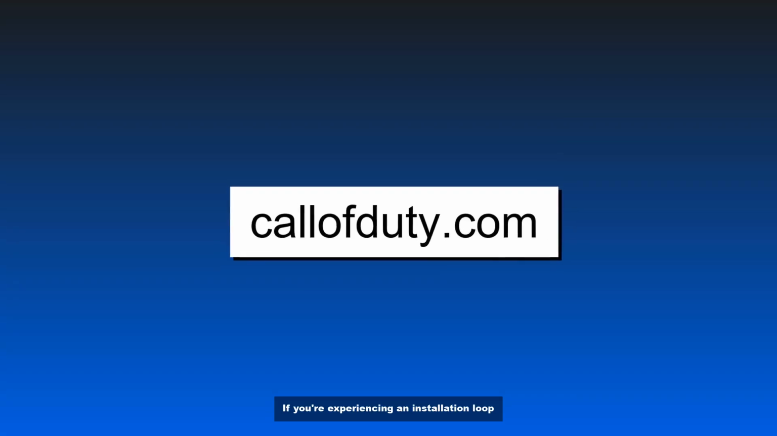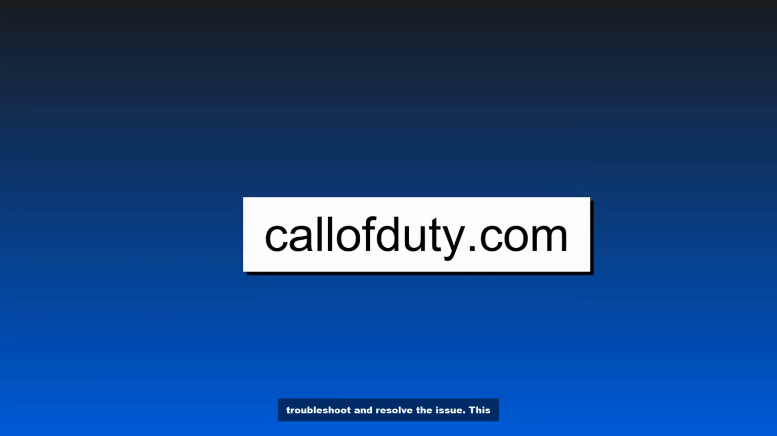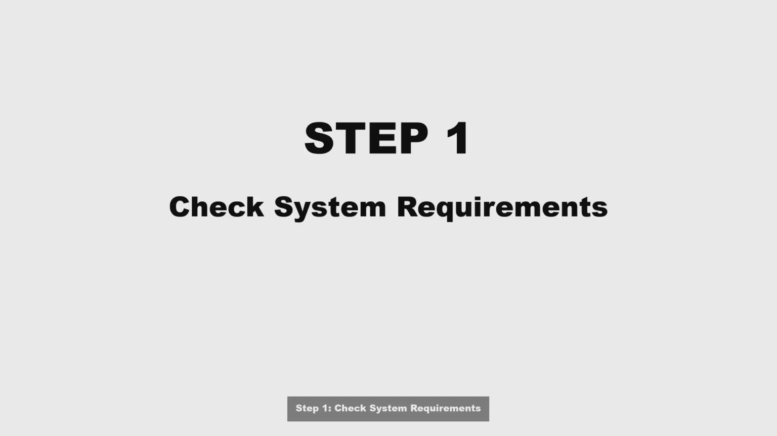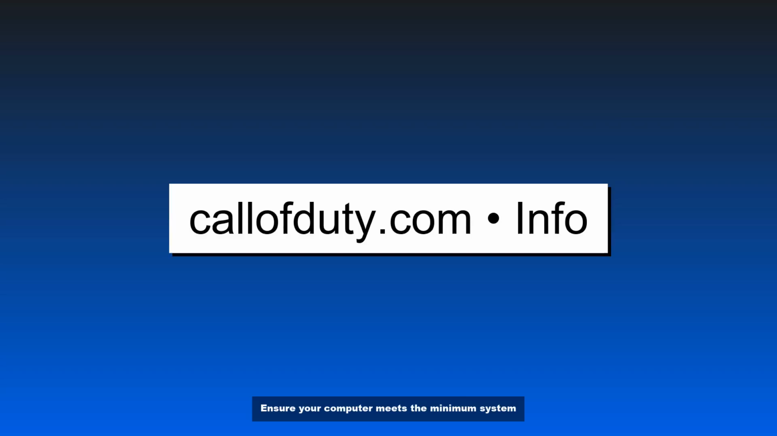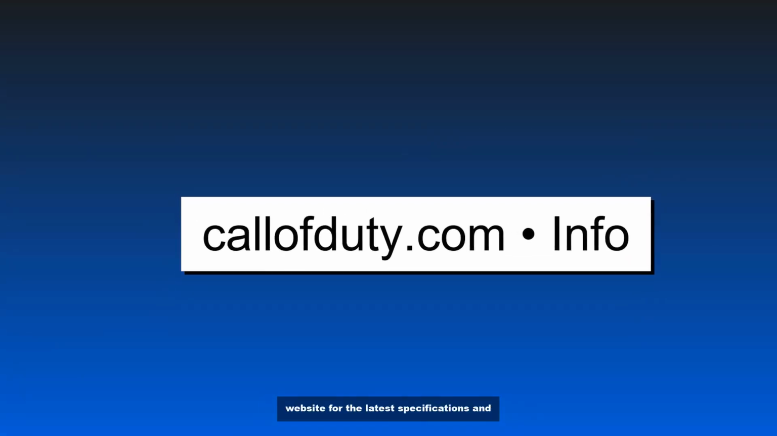If you're experiencing an installation loop with Call of Duty, follow these steps to troubleshoot and resolve the issue. This guide will help you get back to playing the game smoothly. Step 1. Check system requirements. Ensure your computer meets the minimum system requirements for the game. Check the official website for the latest specifications and compare them with your system's hardware.